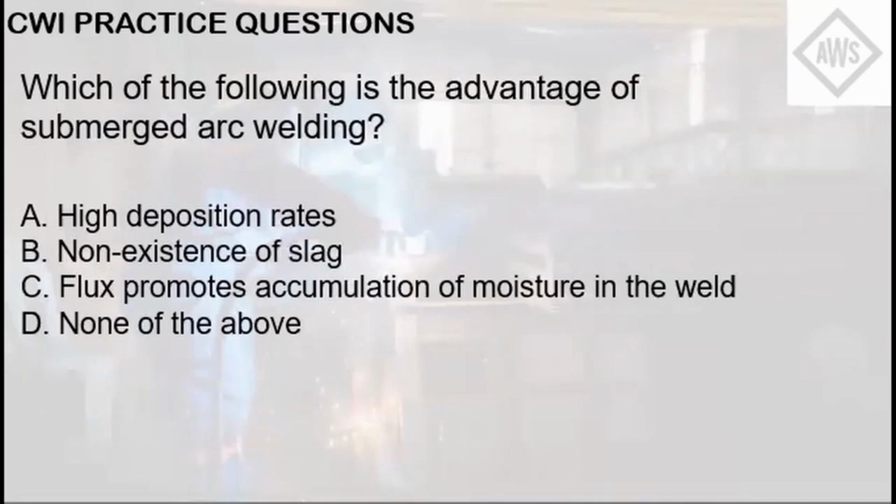So basically, you have slag in it, but you can remove it easily because it just covers the weld arc. It doesn't stick to the weld, unlike stick welding. Flux promotes accumulation of moisture, so that cannot be further from the truth. Flux basically prevents moisture from getting into the weld, that's why it's covering it. But the one advantage of submerged arc welding is high deposition rates.